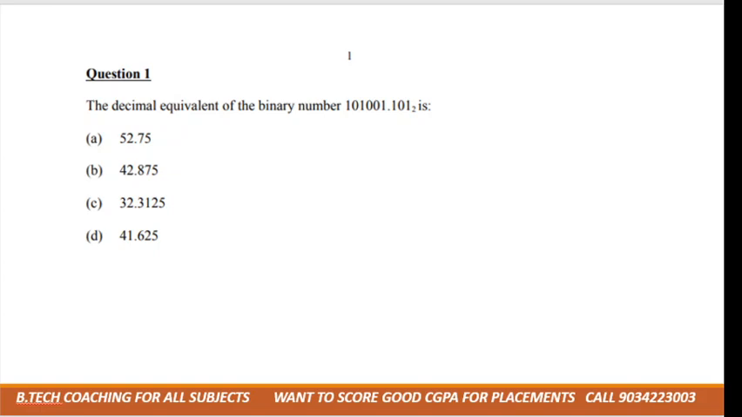Okay, now let's see how we can solve it. In this we have a binary number, and we have to convert it into decimal, right? So for binary we have 101001. For this we'll write down 2 raised to power 0, 2 raised to power 1, 2 raised to power 2, 2 raised to power 3, 2 raised to power 4, and 2 raised to power 5. So we'll multiply these terms and then add all these terms.